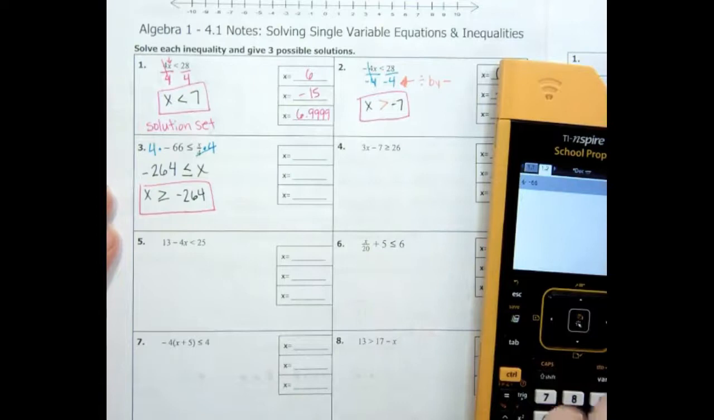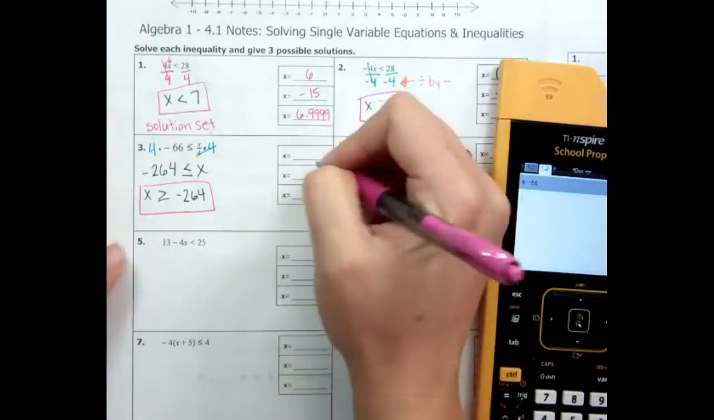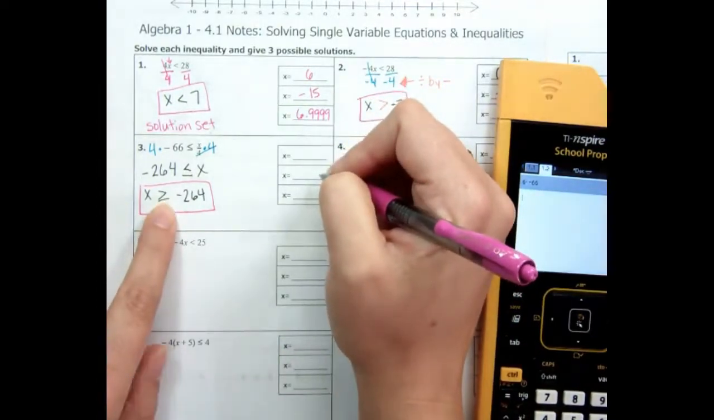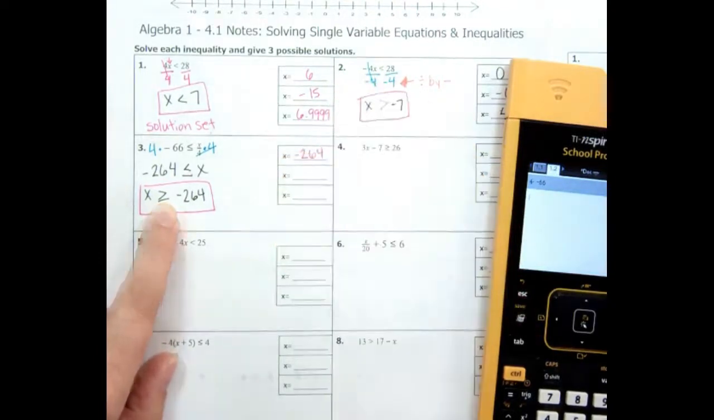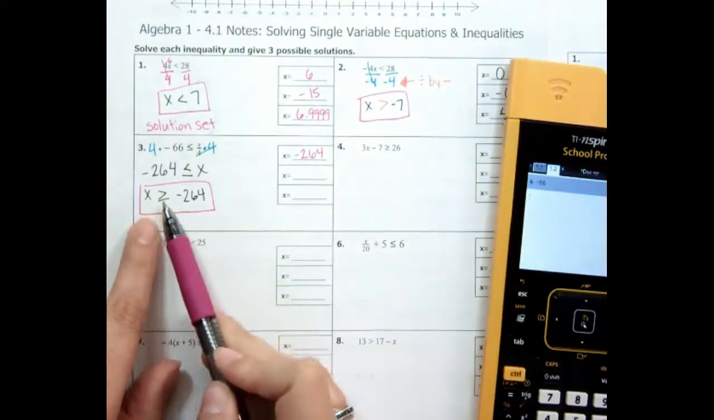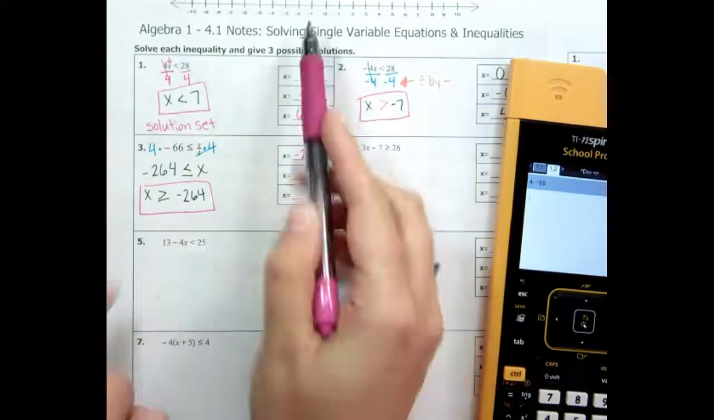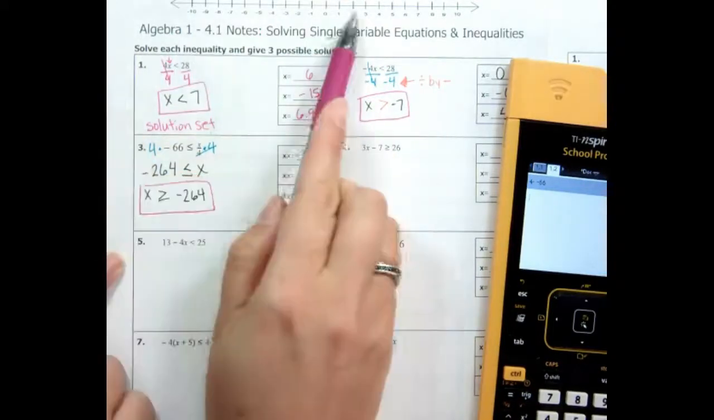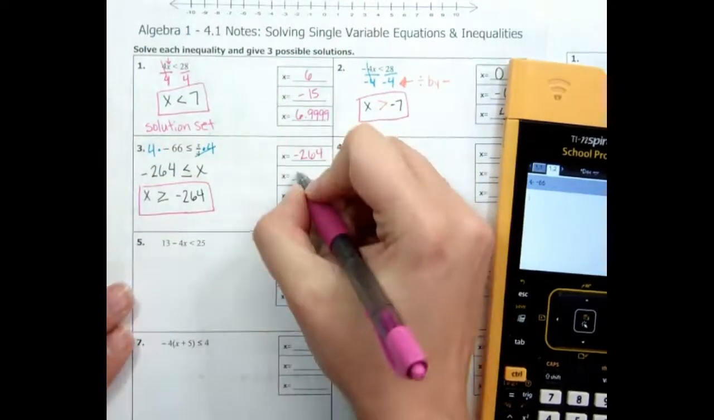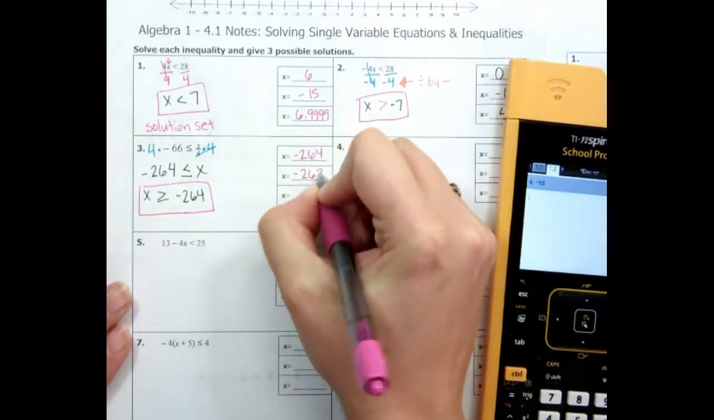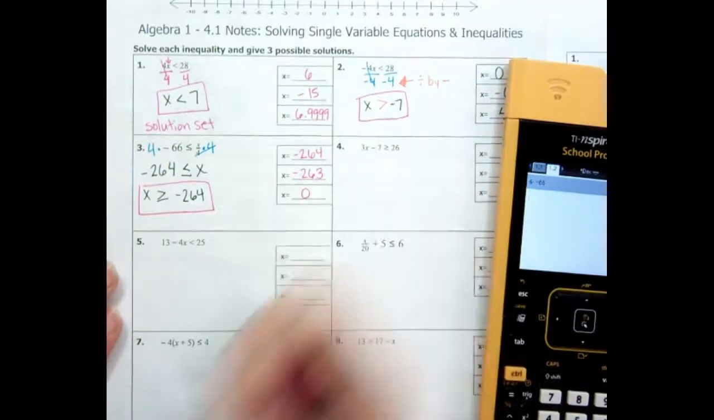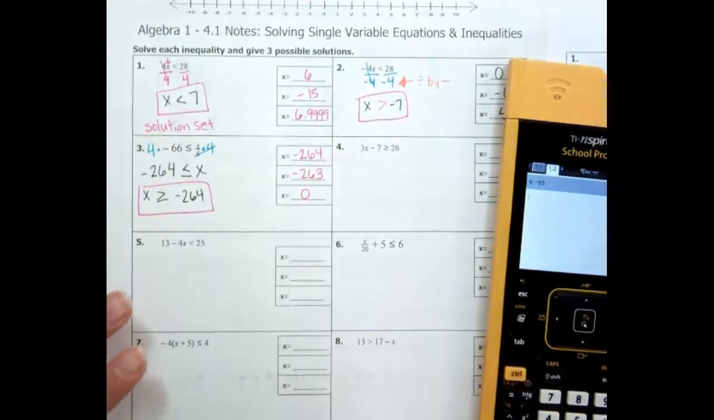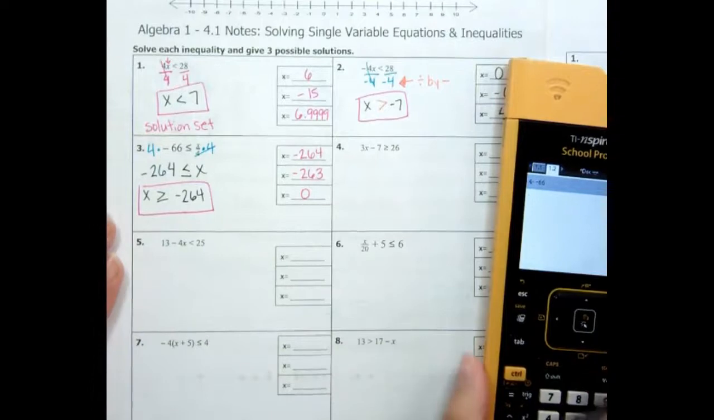So pick 3 things that are also greater than negative 264. And this time it does have equal to. Anytime it has equal to, you can use that exact number. So negative 264. So think about it this way. I need to be greater than a negative. So what is to the right or greater than negative 264? Well, negative 263. Or the easy way, what's greater than a negative? Well, 0, and any positive number is greater. So you can do that too.